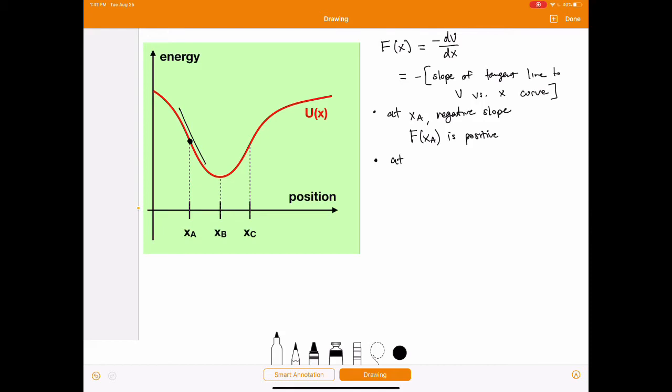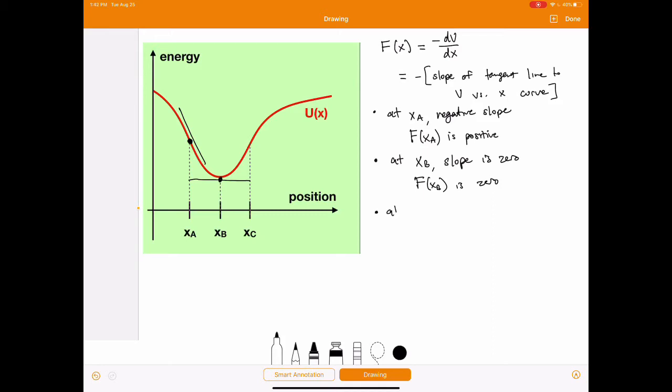Okay, what about at XB? Well, we can draw a tangent line to the graph right there, and it's completely flat. So slope is 0. Which tells us the force at that point is also 0.